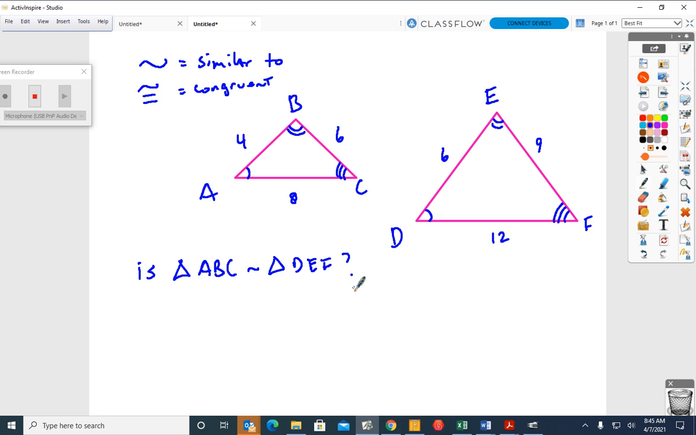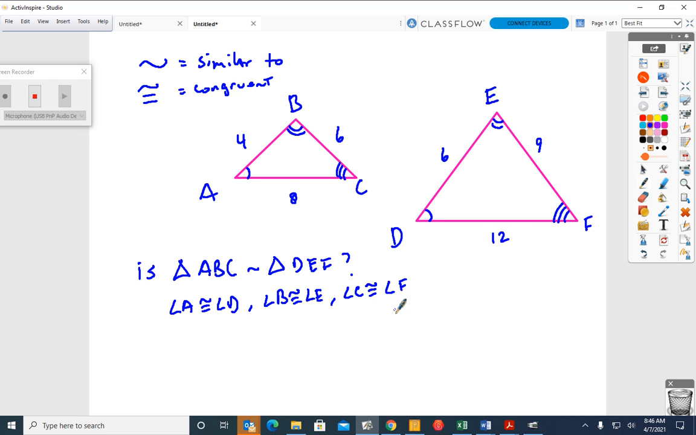Okay. Well, in order to determine if these are similar, the first thing I'm going to do is see if the corresponding angles are congruent. Look at angle A. What does it correspond to over here? D. Why? Because this one has 1, so this one has 1, right? So I'm going to say angle A is congruent to angle what? D. What is angle B congruent to? Angle E. And what is angle C congruent to? Angle F.